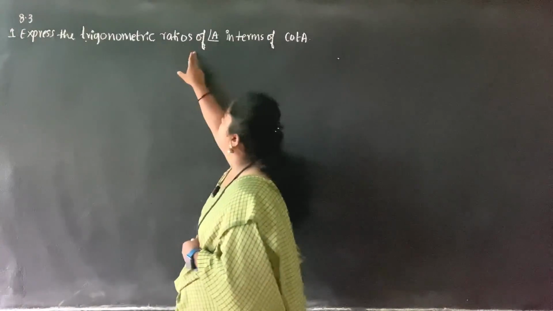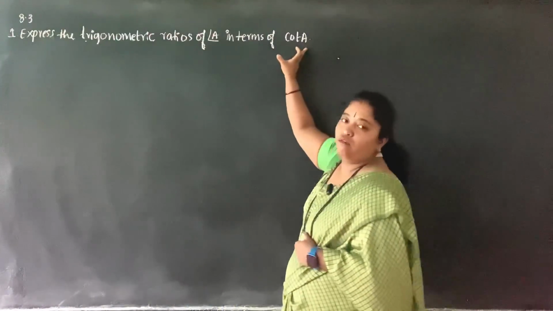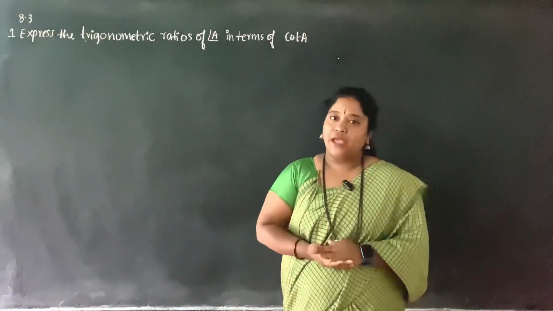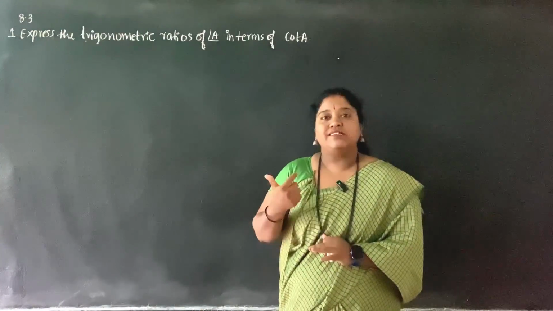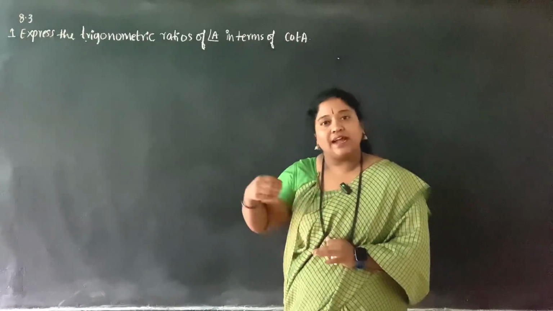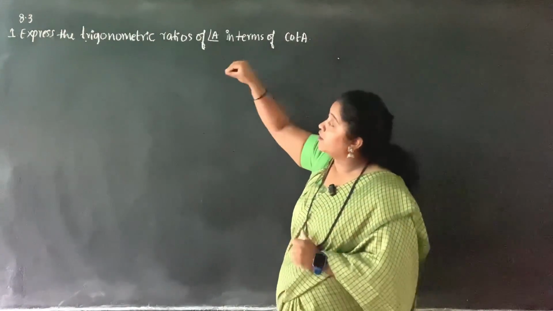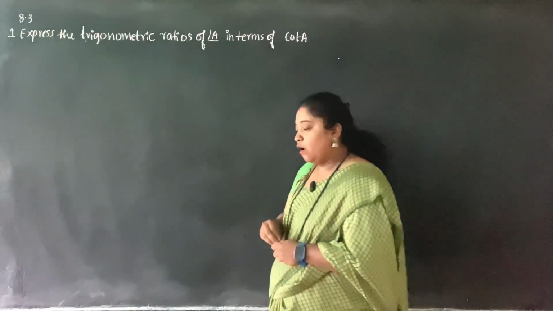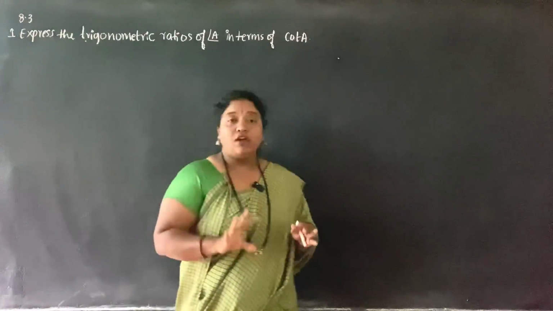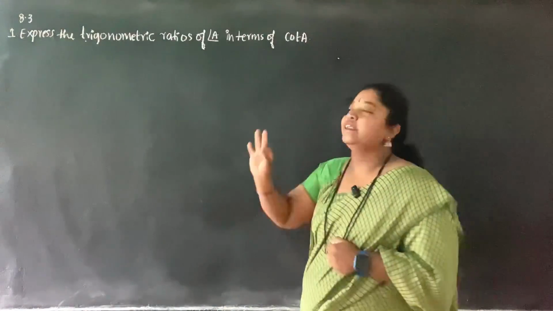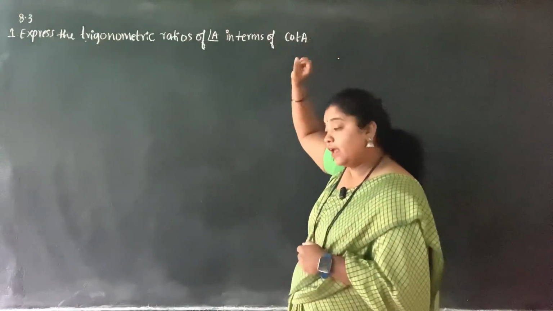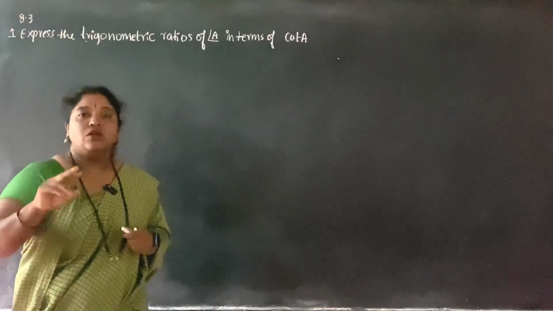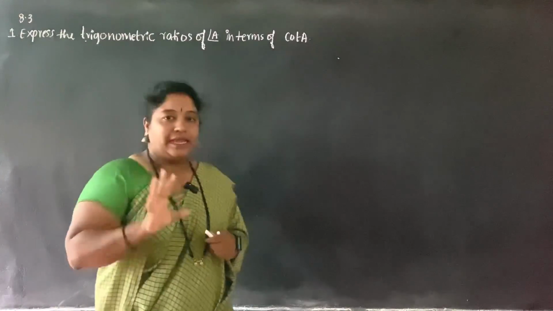Look at the first question. Express the trigonometric ratios of angle A in terms of cot A. Means all trigonometric ratios. How many trigonometric ratios do we have? 6 we have. What are they? Sine, cos, tan, cot, cosec and secant. Yes or no? We need to express all other trigonometric ratios in terms of cot. Fine. So now, when cot is given, you have direct relations with respect to cot. What are they? See, firstly, cot and tan are directly related. Yes or no? They are inversely proportional to each other.